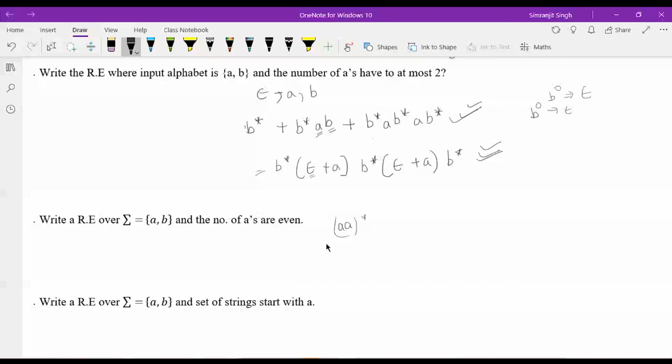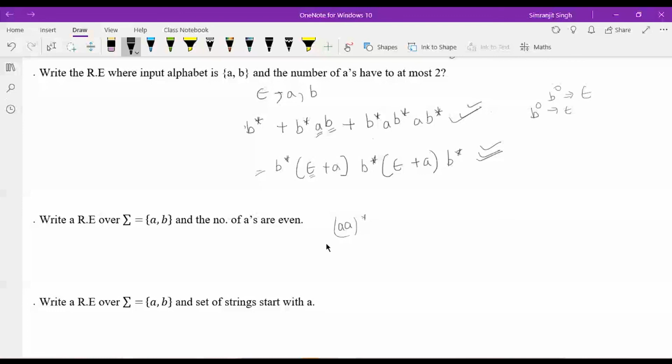Number of a's are even, so that is a little bit difficult because the number of a's are even, it doesn't mean inside of it it can also be a, inside of it and can also be a. So there is no compulsion that I have to write it like this, that a has to be followed by a. I think most of you got it right in the first try.